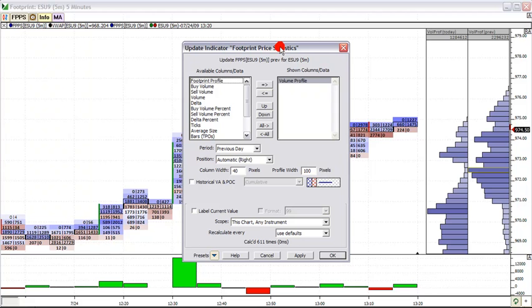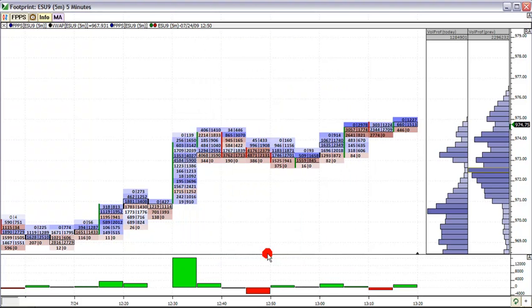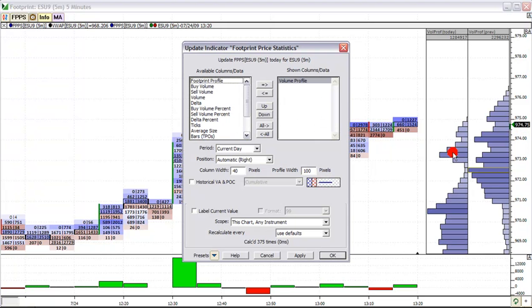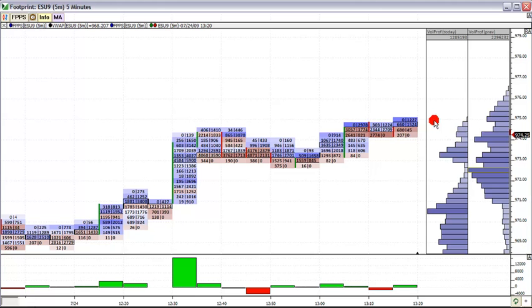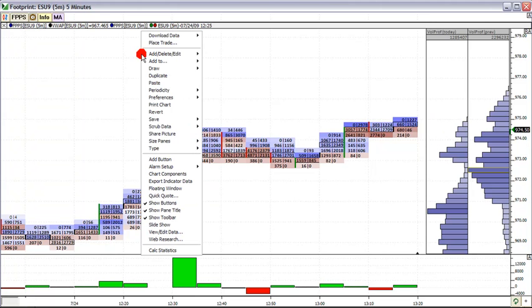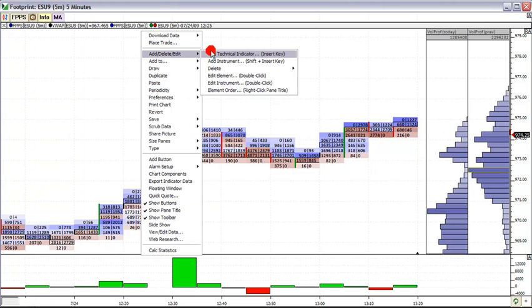This is the footprint price statistic indicator, and it's set for volume profile of the previous day, and then I have it set on the right hand side. That's all I've done here. And then I've added a second one of these, and notice it's the same except for the period is the current day, not the previous day. So that's how those were added, or at least that's what those are. If you want to add them, just right click the chart and add technical indicator. That's all you need to do.